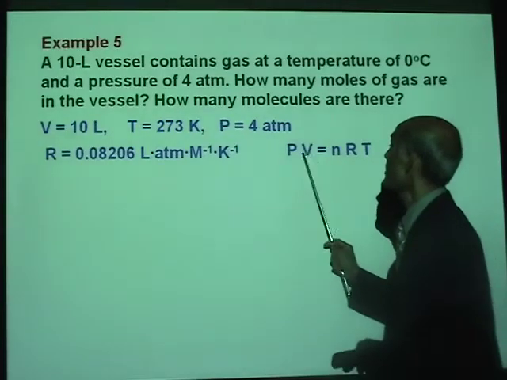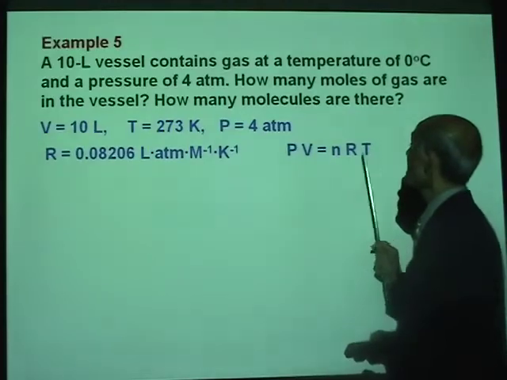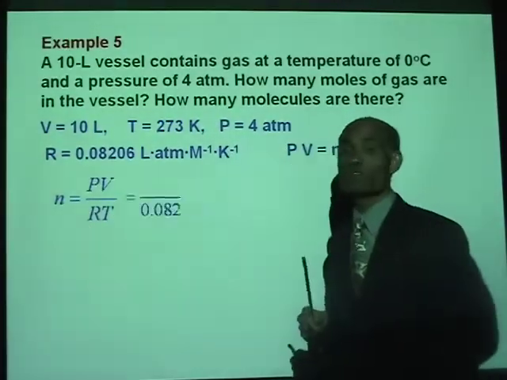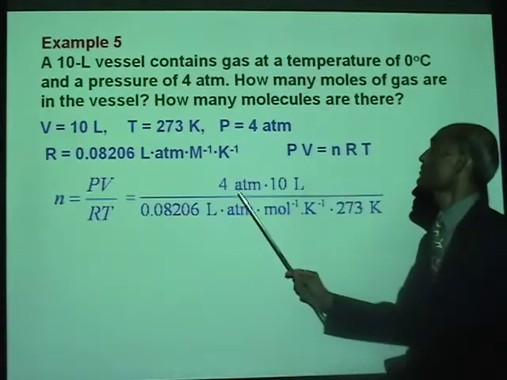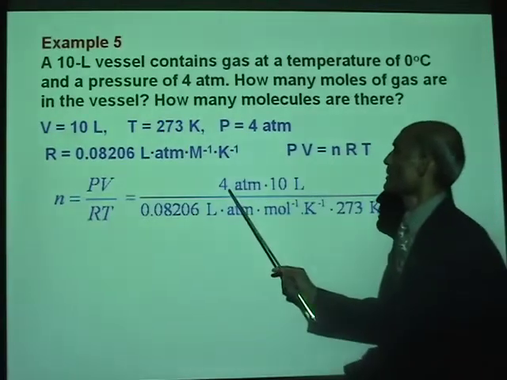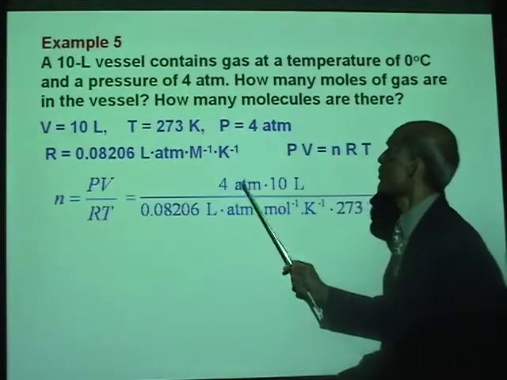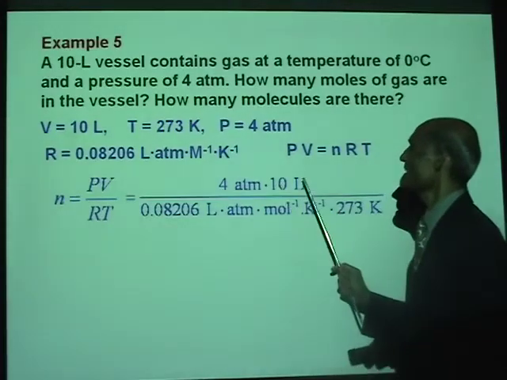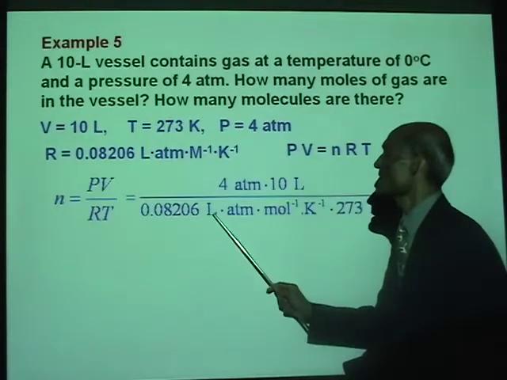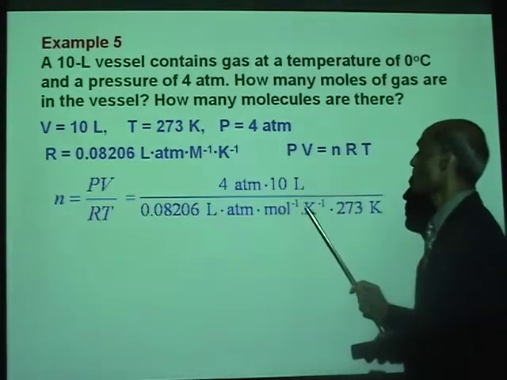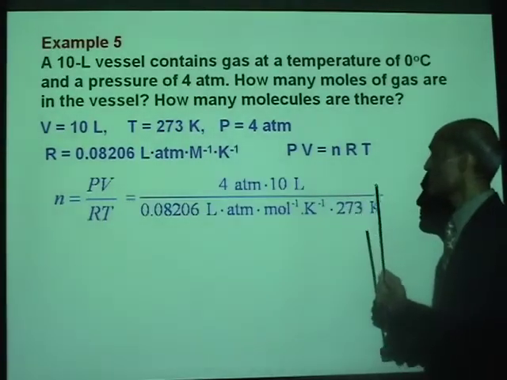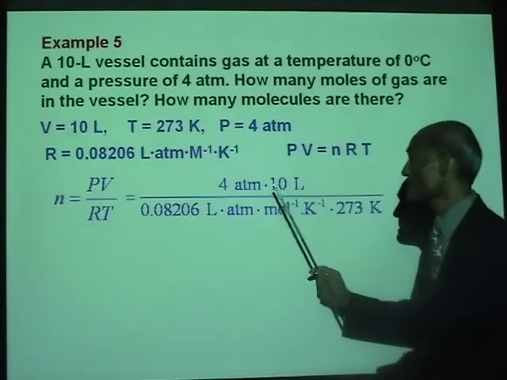We know P, we know V, we know T, and we know R. Therefore, n equal to PV over RT. Now use all those values. Look at the units that we use. P is 4 atmosphere, V is 10 liter, R is 0.08206 liter atmosphere per mole per Kelvin, and temperature is 273 Kelvin. Look at how the units can be managed.